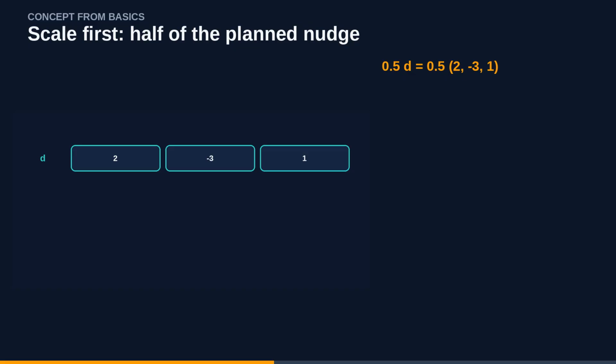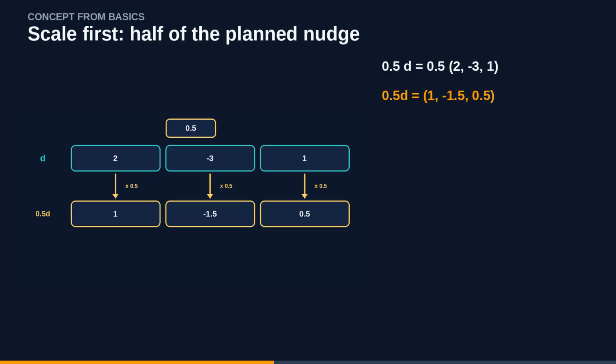Scale first. Taking half of that nudge means multiply every component of D by 1/2. 2 times 1/2 is 1. Minus 3 times 1/2 is minus 1.5. 1 times 1/2 is 1/2. So 1/2 D is 1, minus 1.5, 1/2, the careful half step the operator asked for.